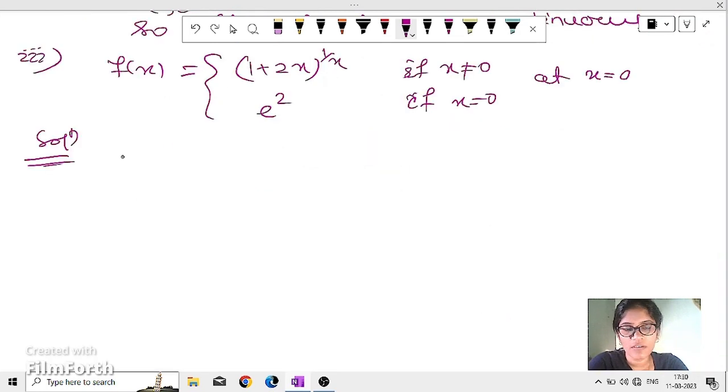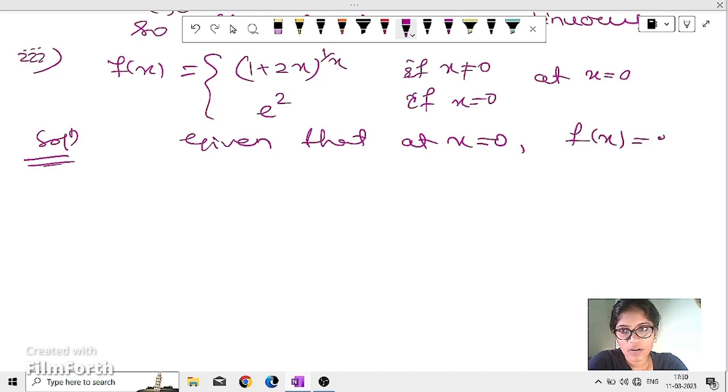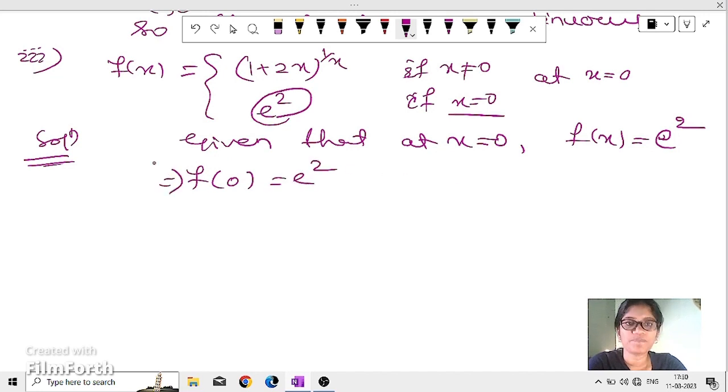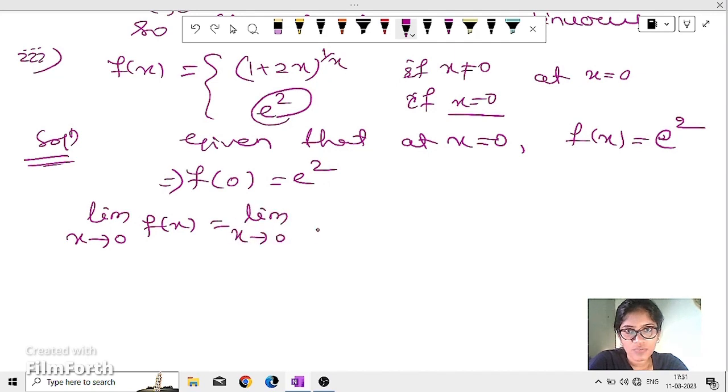Now, check the function value. Given that at x equal to 0, f of x is equal to e square. So f of 0 is equal to e square. Now for the limiting value, limit x tends to 0 f of x, which is equal to limit x tends to 0 (1 plus 2x) power 1 by x.